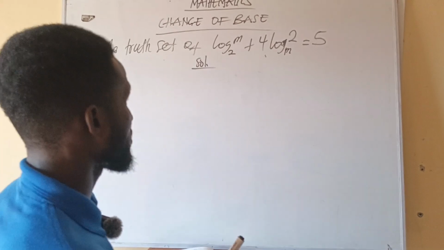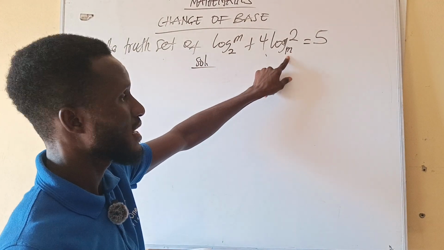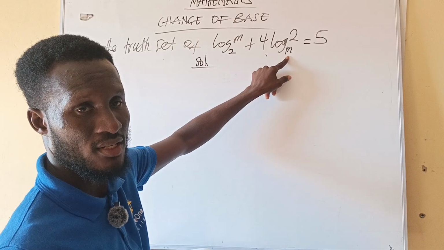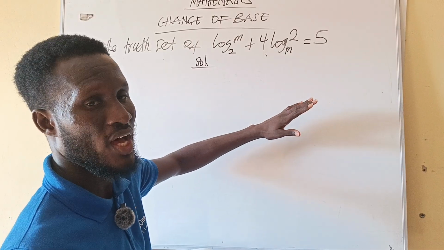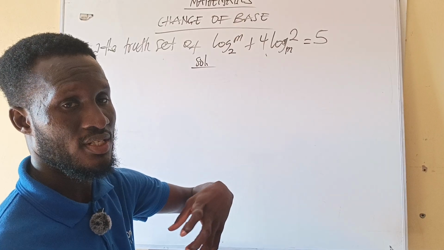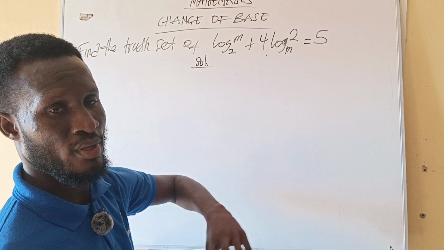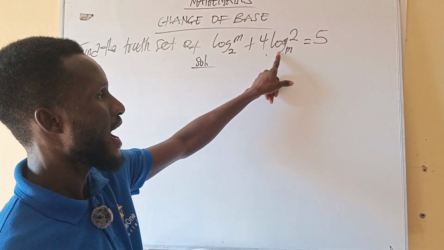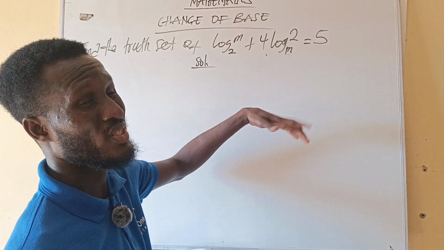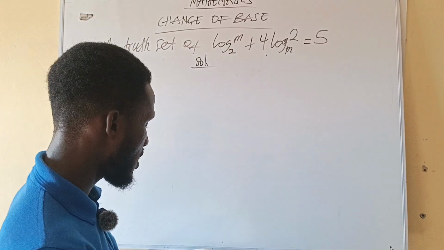If you look at this question very well, this one has a base of 2 and this one has a base of m. You get it? So the bases are different. So I'm going to change the bases, then I will solve the question nicely for you. I want to change all the bases to base 2, because this one is already base 2. You can also change it to any base that you want.